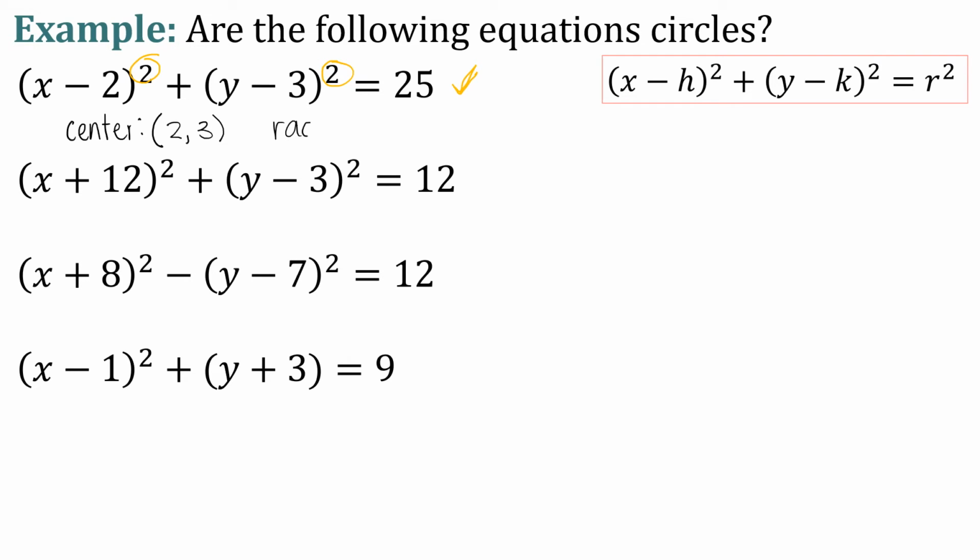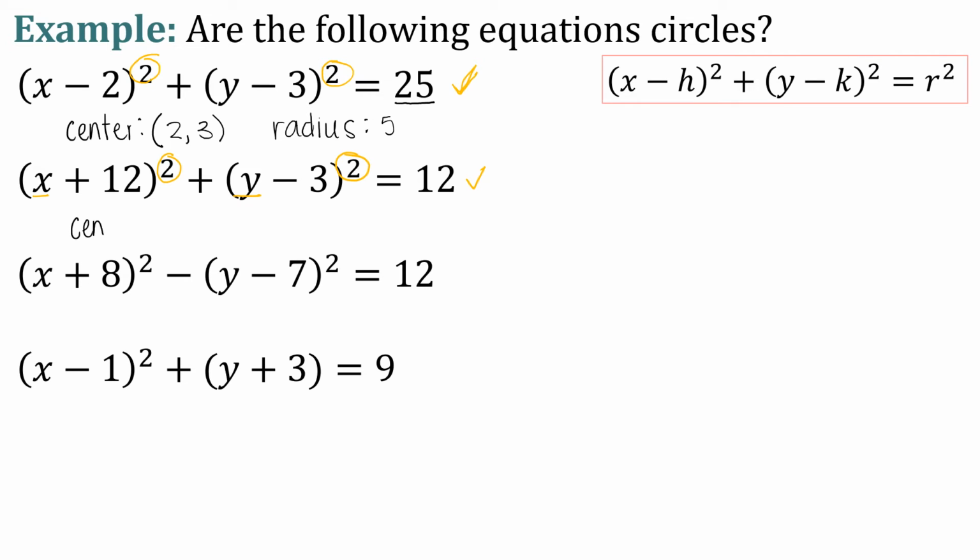And then my radius is the square root of the number it equals. The square root of 25 is 5. Let's move to the second equation. The first thing I need to check is that both are squared, and they are. The next thing I need to check is whether x and y have the same sign and the same coefficient. Yes, they're both a positive 1. So we know that yes, this is a circle.